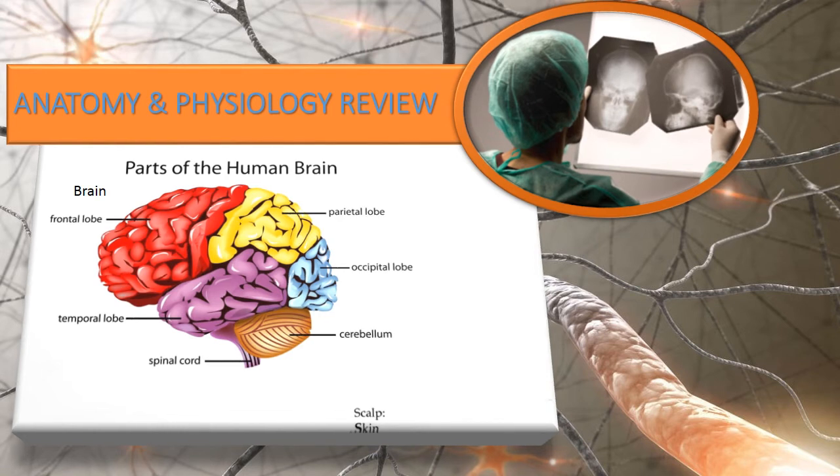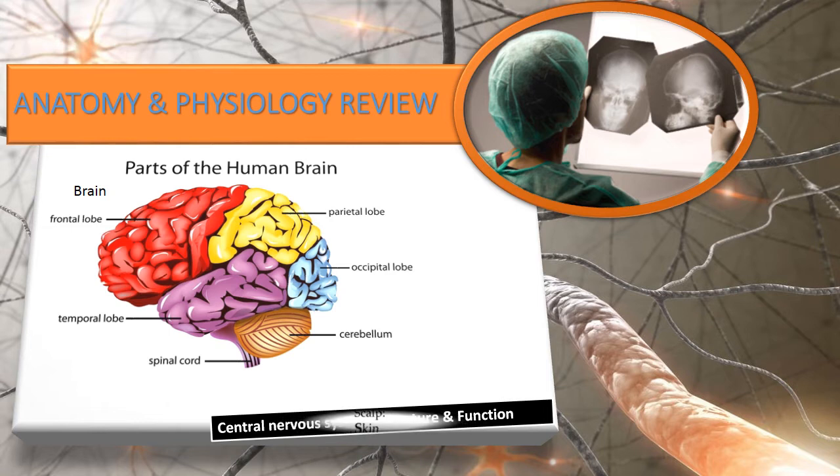Now, let us take time to review parts of the brain and the structure and function of the central nervous system. The central nervous system is composed of the brain, which directs the regulation and function of the nervous system and other body systems, and the spinal cord, which initiates reflex activity and transmits impulses to and from the brain.